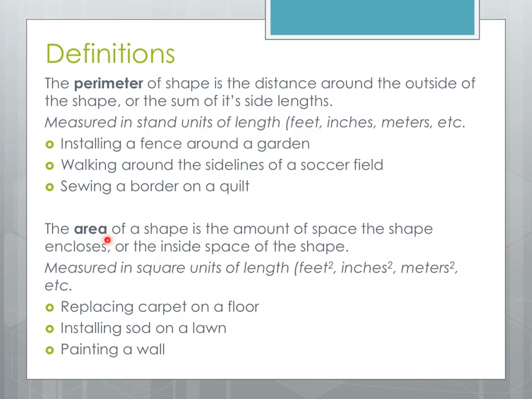The area of a shape is the amount of space the shape encloses, or we say the inside space of the shape. It's always measured in square units of length. So the units are squared: feet squared, inches squared, meters squared, etc. When we think about area, we can think about things like replacing a carpet on a floor. We're going to cover up that whole floor and take up the whole inside space of the floor. So that would be an example of area.